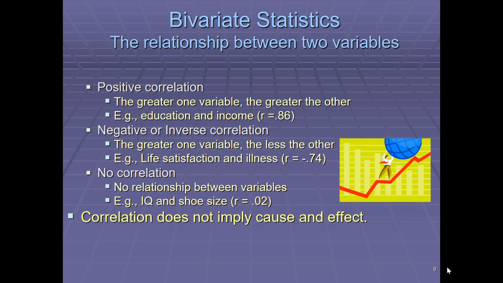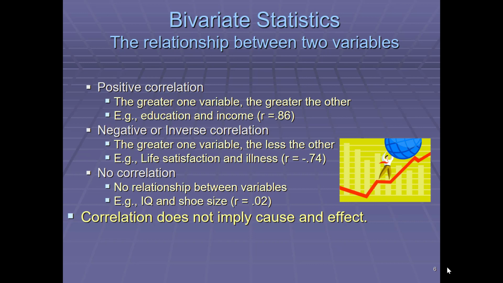All right. So with a negative or inverse correlation, the greater one variable, the less the other. So for example, life satisfaction and illness, if you look at the correlation, is a -0.74 or a -0.7, right? So the negative basically tells you that there's a negative correlation.